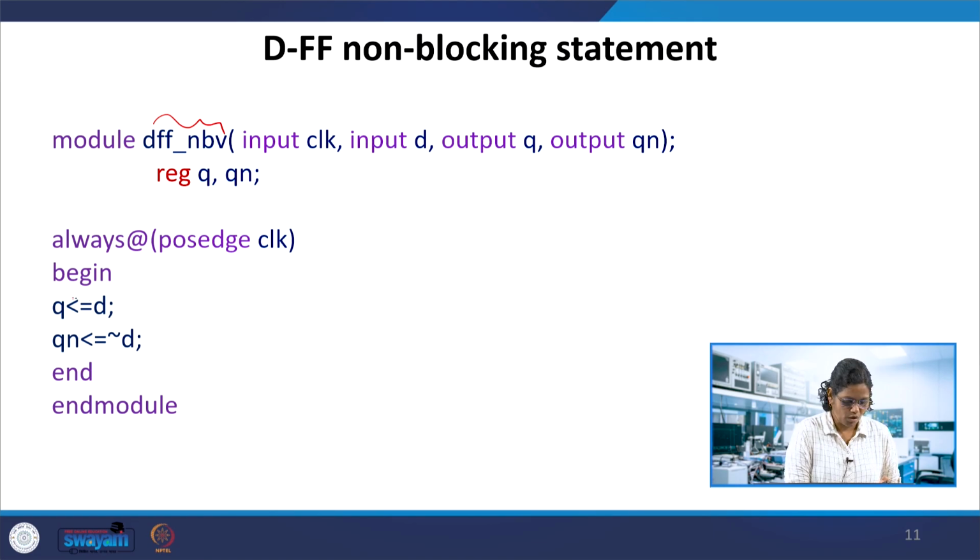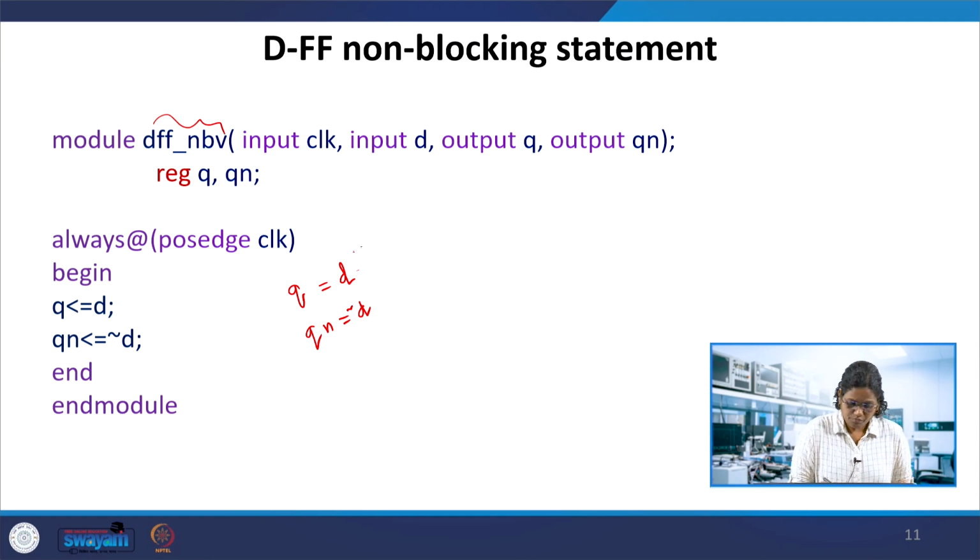Whereas if it is a blocking statement, suppose it is Q equal to D and Qn equal to tilde D, D will be evaluated and assigned to Q, that means Q is getting the D value immediately. After that, tilde D is evaluated and assigned. So it is an immediate assignment, whereas here it is a late assignment. In this case D is evaluated, not assigned, and tilde D is also evaluated, not assigned, and at the end of the current time, after this execution, both Q and Qn will get the value.